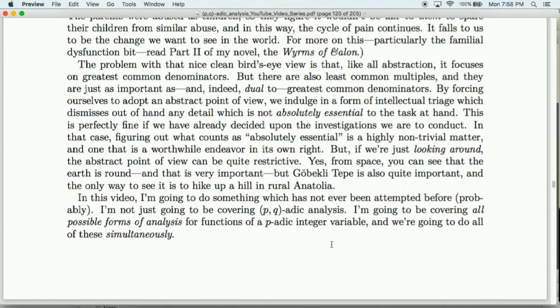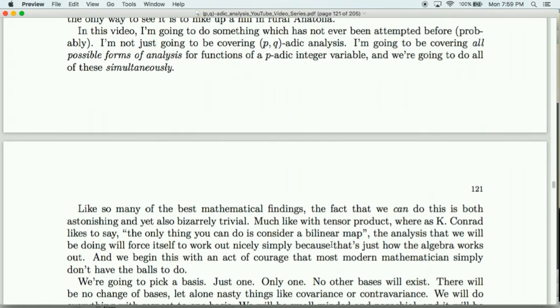So in this video, I'm going to do something I'm pretty sure has never been attempted before, and I'm going to be covering not just p-adic analysis, I'm going to be covering all possible forms of analysis for functions of a p-adic integer variable, and we're going to be doing all of those forms of analysis simultaneously using a single set of symbols. It's super easy and super lovely, and I have no idea why no one's ever thought of doing this before. So, like so many of the best mathematical findings, the fact that we can do this is both astonishing and yet also bizarrely trivial.